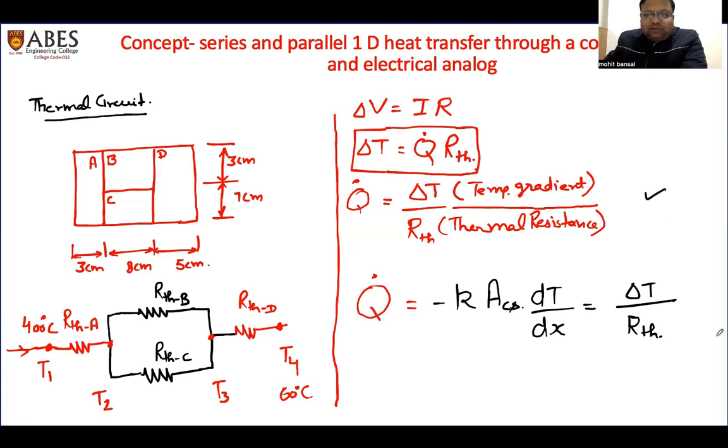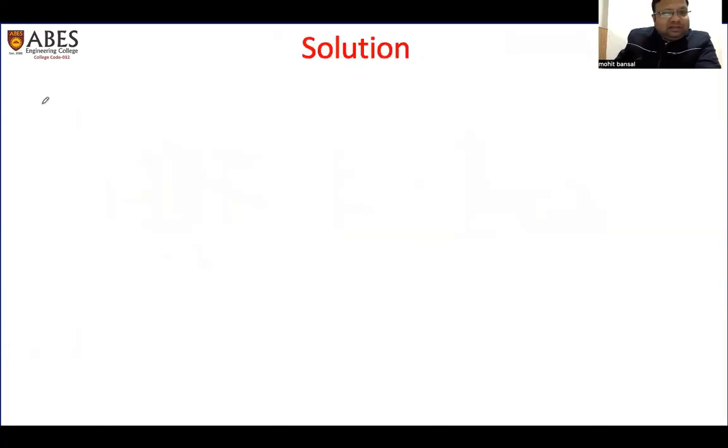So by considering these two facts, we will solve our problem and find out the rate of heat flow for this circuit. So first of all, we will calculate the individual thermal resistances for A, for B, for C, and likewise for D. First, the thermal resistance for material A: it is L over KA, so we will write it as the thermal conductivity of material A into the cross-sectional area of A.